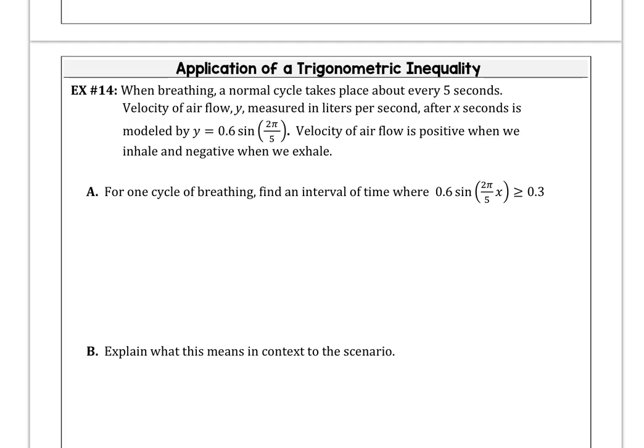Here's an application problem. When you're breathing, a normal cycle takes place about every 5 seconds. The velocity of airflow y, measured in liters per second, after x seconds is modeled by this equation. Velocity of airflow is positive when we inhale, and it's negative when we exhale. For one cycle of breathing, we want to find an interval of time where the function that they gave us is greater than 3/10. So first, let's graph that with our calculator and take a look at the two equations.